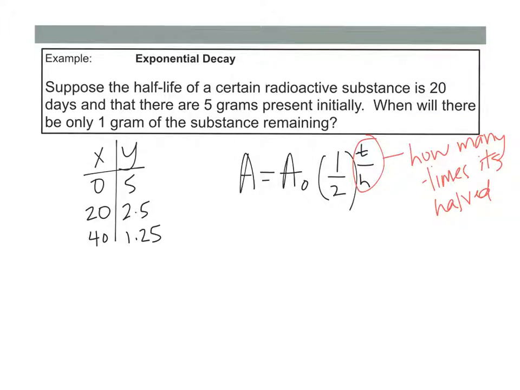So here, when it asks when will there be only 1 gram remaining, I know that my A naught is 5, because that's the initial amount. That's what the naught usually means, initial. In physics and in math, usually that little O means initial. Then 1/2.